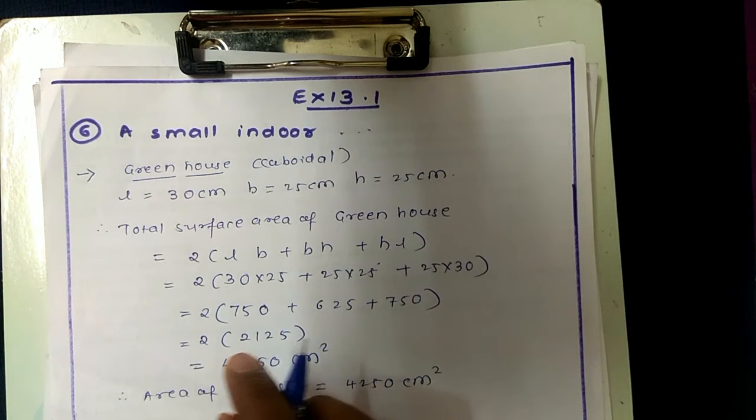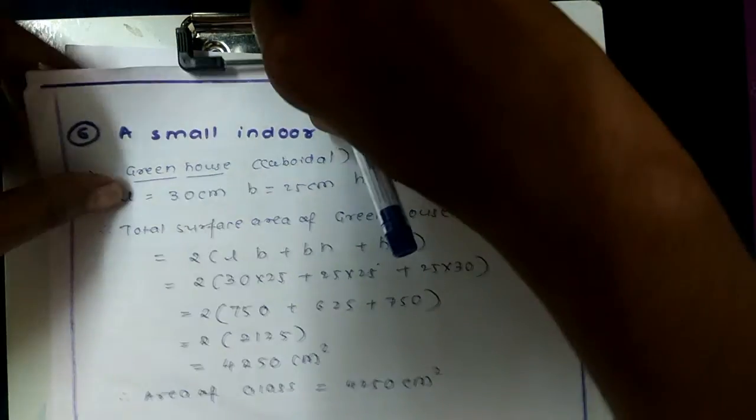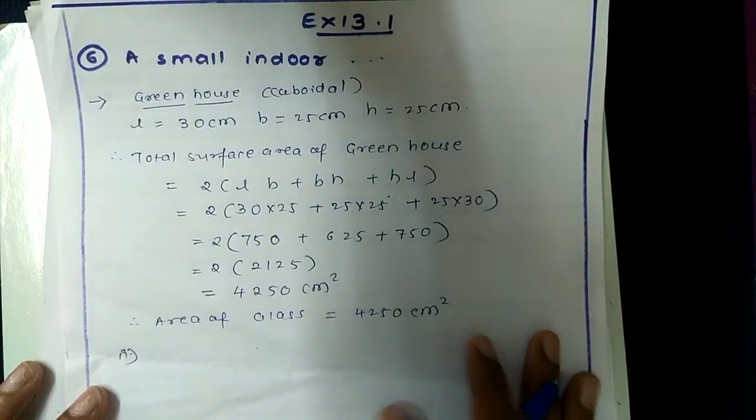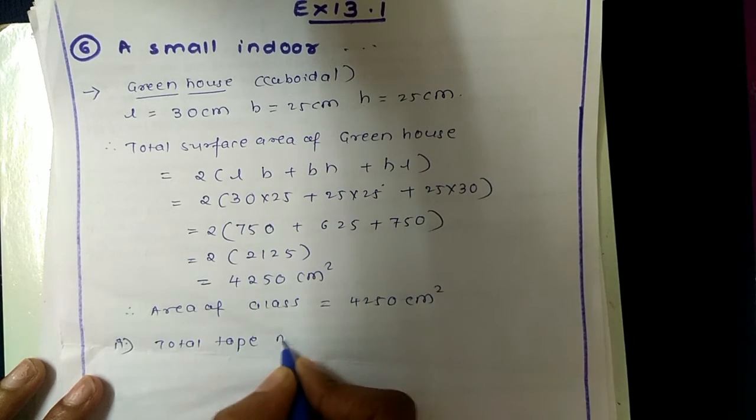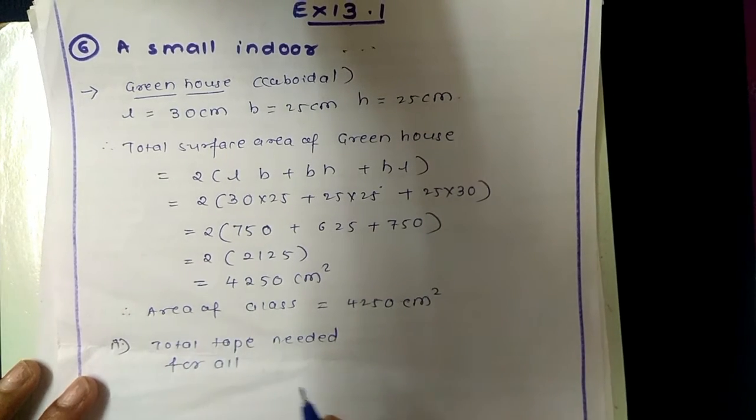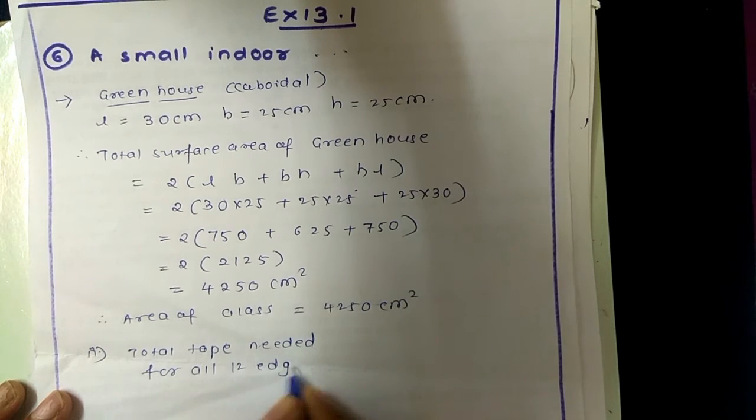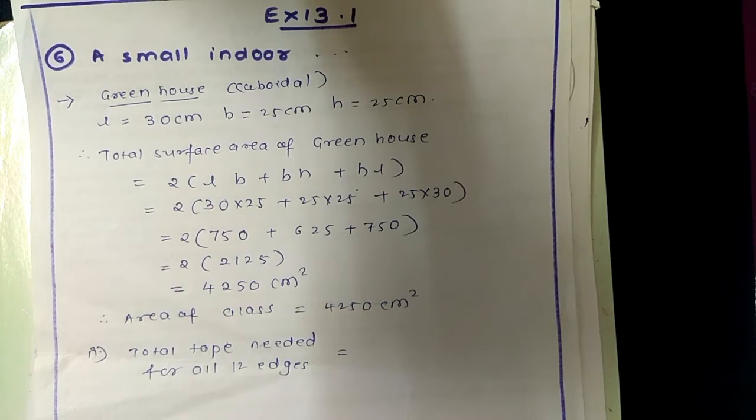Next question is, how much tape is needed? It is asked how much tape is needed for all the 12 edges, because you are going to join the walls, ceiling and the floor with the tapes. So we will see here, the second question: total tape needed for all. How many edges will be there? 12 edges. But all the 12 edges will not have the same measurement, because some edges are the length, some are height, and some are the width.